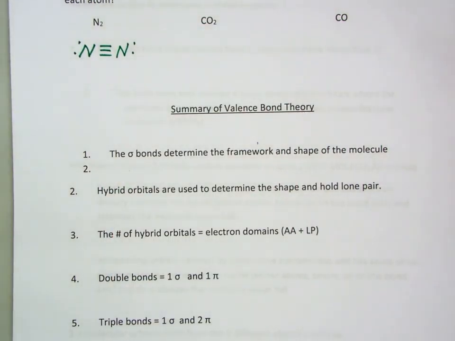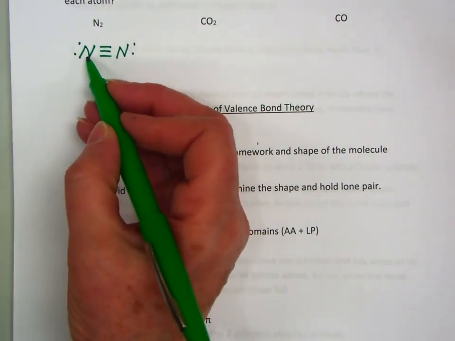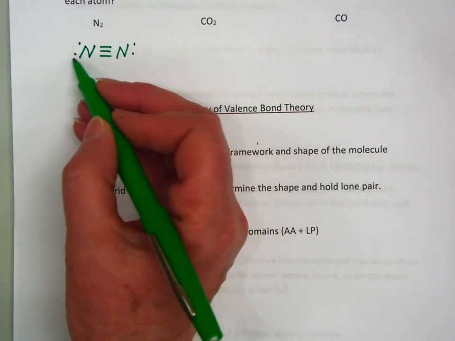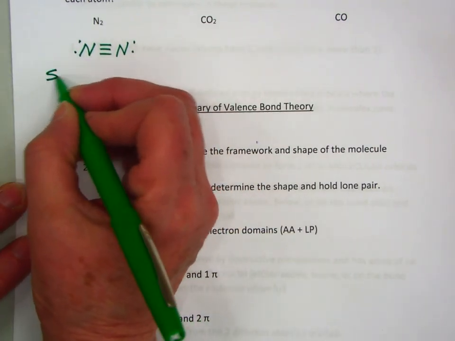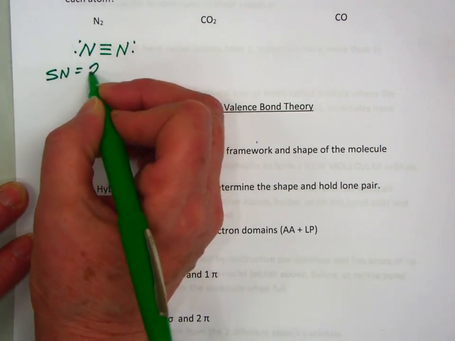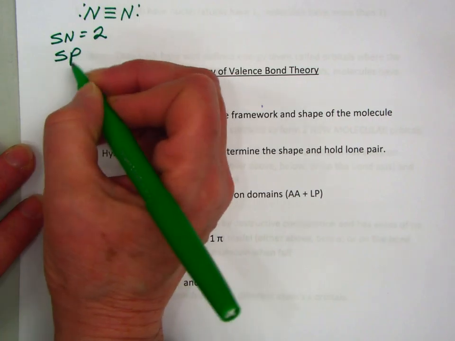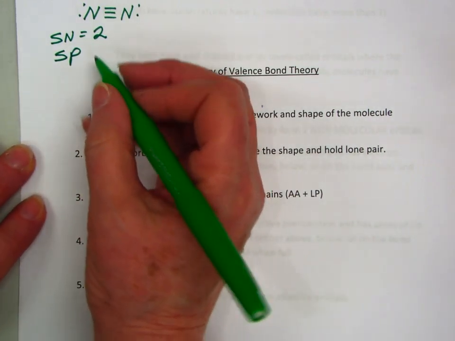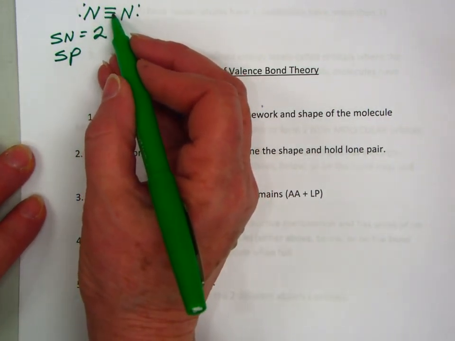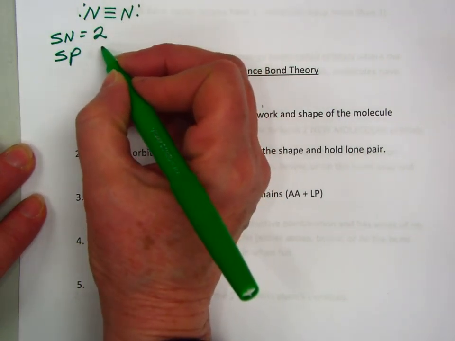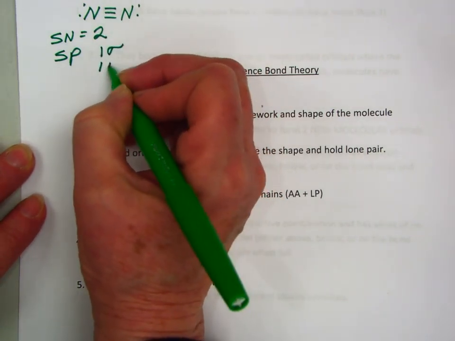Each nitrogen is the same. Each nitrogen has one attached atom, the other nitrogen, and one lone pair. So the steric number for both nitrogens is 2. So each of them forms an sp hybrid. That means that each nitrogen can make one sigma bond with its hybrid and 2 pi's. So we get 1 sigma and 1 pi.